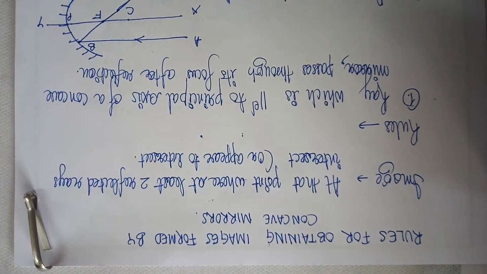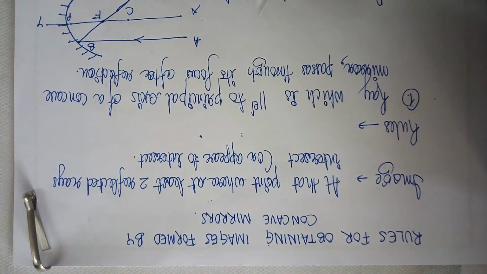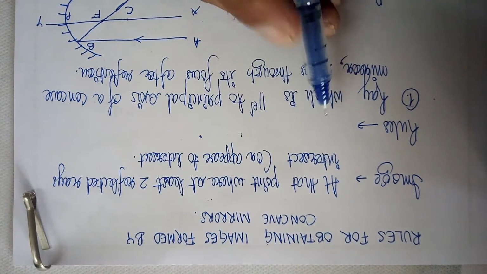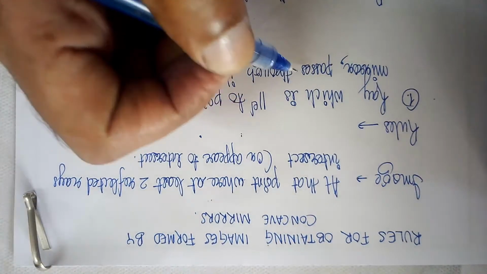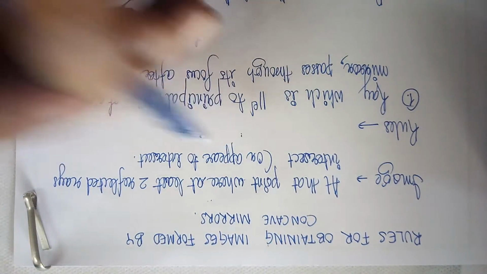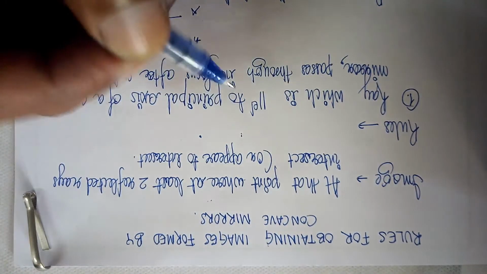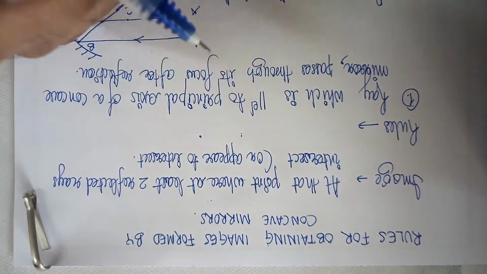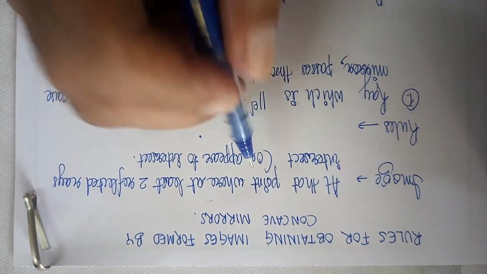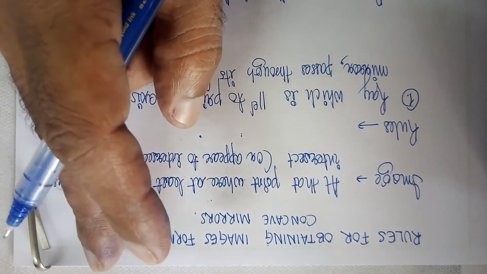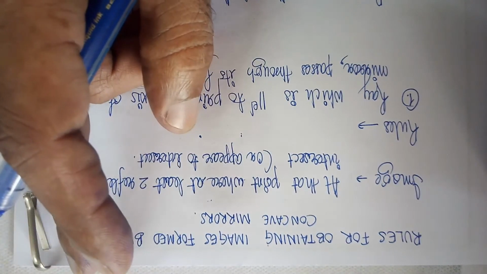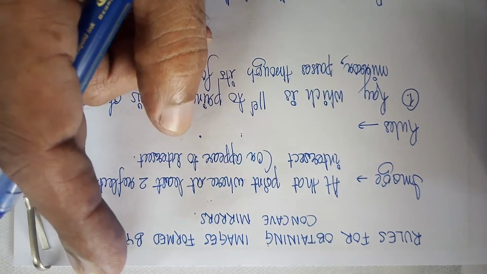Rules for obtaining images formed by concave mirrors. As you have studied earlier, when an object is placed in front of a concave mirror, an image is formed. The image is formed at that point where at least two reflected rays intersect or appear to intersect.